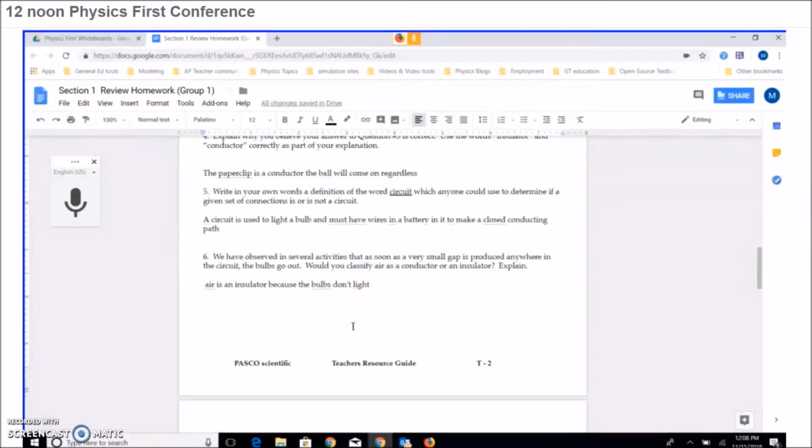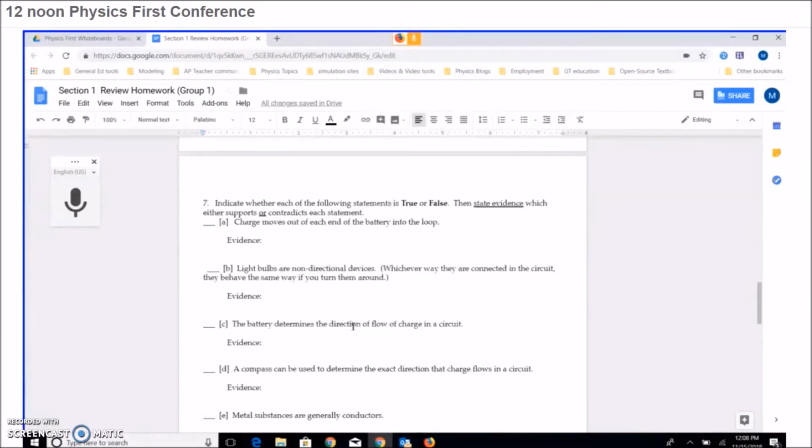Okay, so any question? No. These are the hard ones, so let's make sure we understand these. Indicate whether each of the following statements is true or false, then state evidence. Okay, so number 7, charges move out of each end of the battery in the loop.